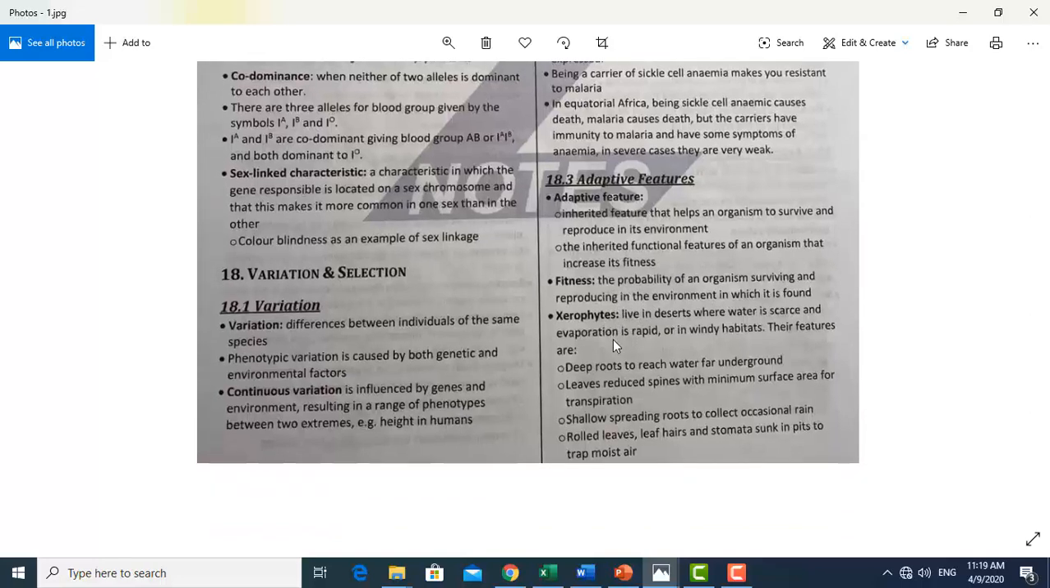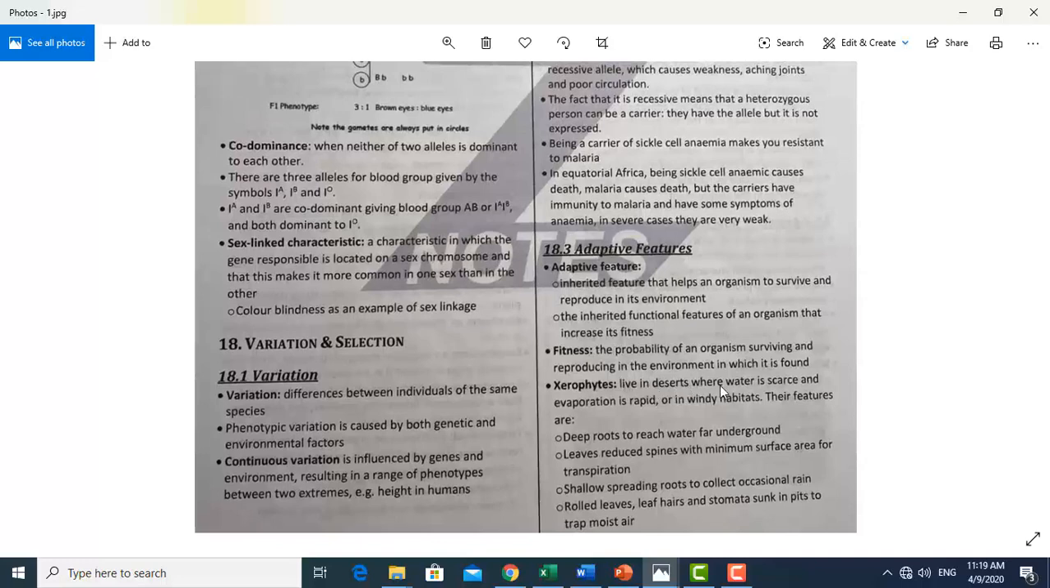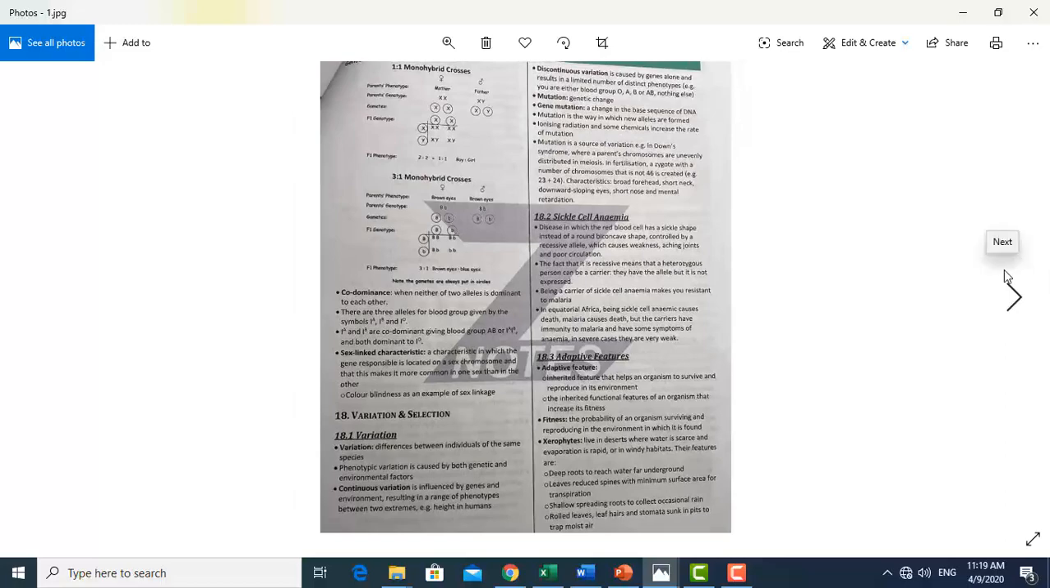Xerophytes live in deserts where water is scarce and evaporation is rapid, or in windy habitats. I'm talking here about plants. Their features are deep roots to reach water far underground, leaves reduced to spines with minimum surface area for transpiration, shallow spreading roots to collect the rain, rolled leaves, leaf hair, and stomata sunk in pits to trap most of the air.